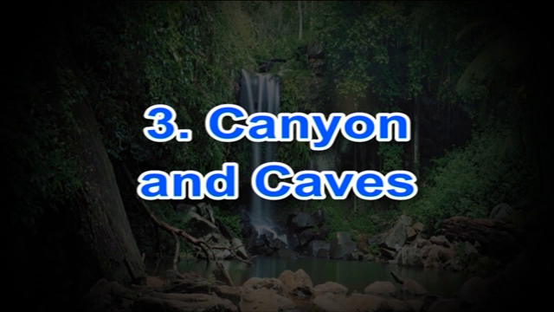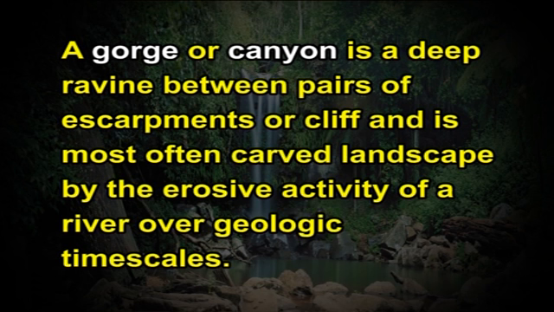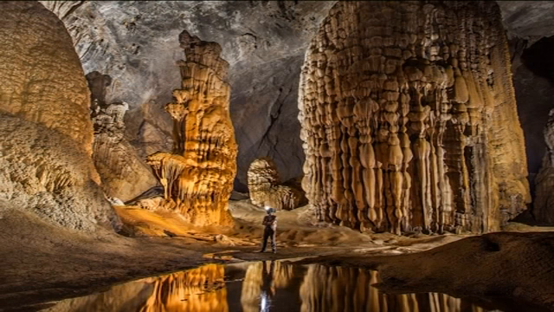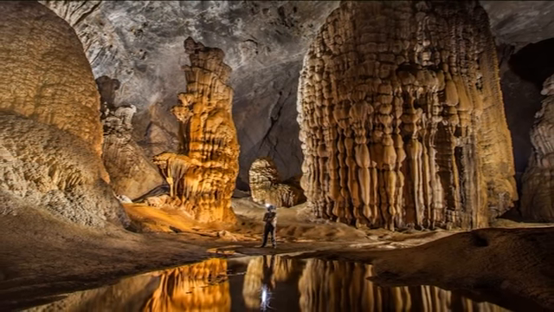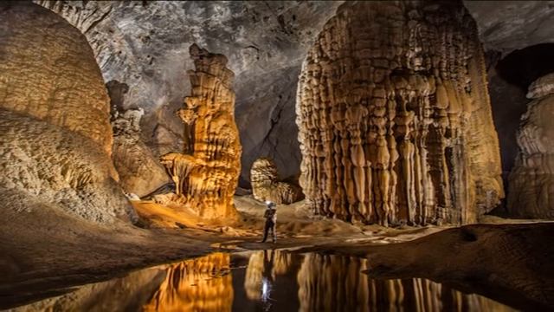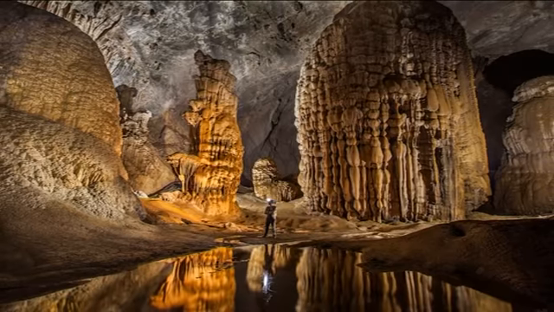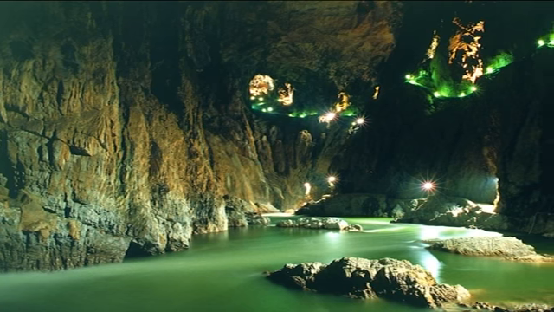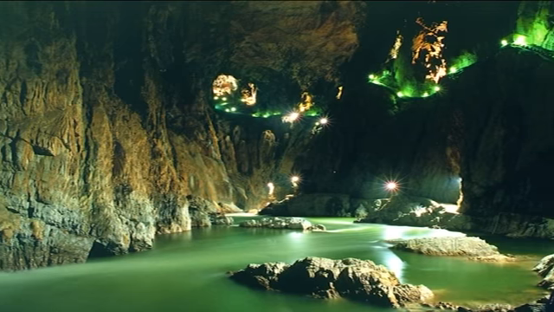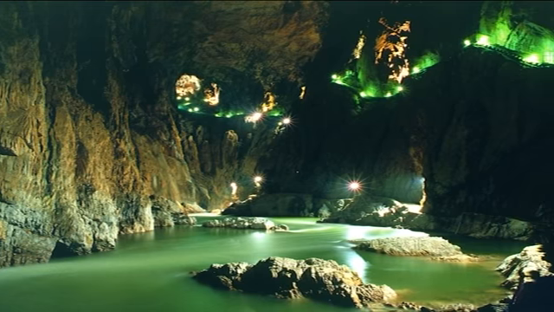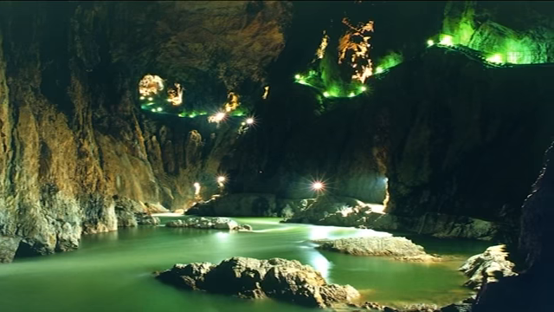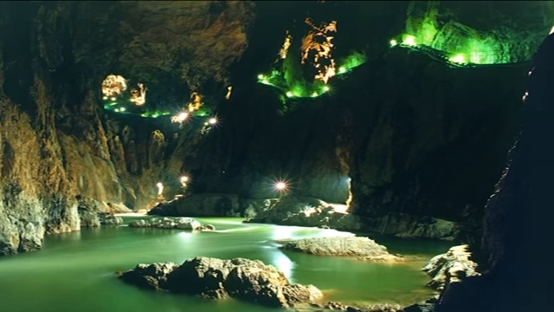Third one, canyons and caves. A gorge or canyon is a deep ravine between pairs of escarpments or cliffs and is most often a landscape carved by the erosive activity of a river over geological time scales. Rivers have a natural tendency to cut through underlying surfaces, which will eventually wear away rock layers to lessen their own pitch, slowing their water, giving enough time. Their bottoms will gradually reach a baseline elevation, which is the same elevation as the body of water into which they will eventually drain. When the river source and the mouth are at different base elevations, it will form a canyon.